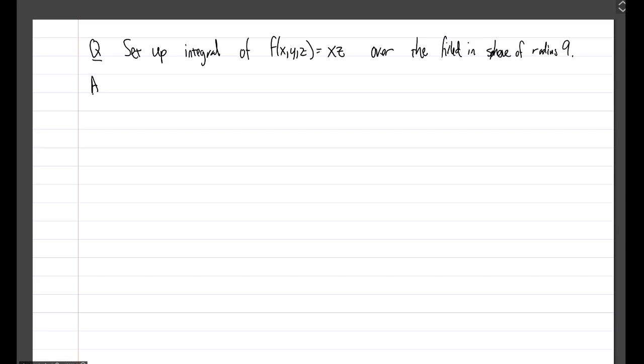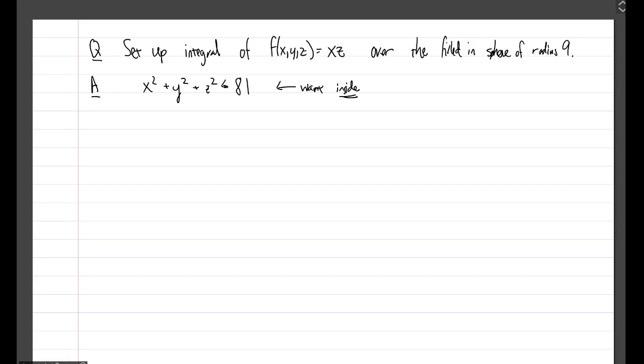Okay, so first let's just understand the shape in our standard xyz coordinates. I think that'll help us out. We're talking about x squared plus y squared plus z squared equals 81, right? 9 squared. So we want the stuff inside, because it's the filled-in sphere.